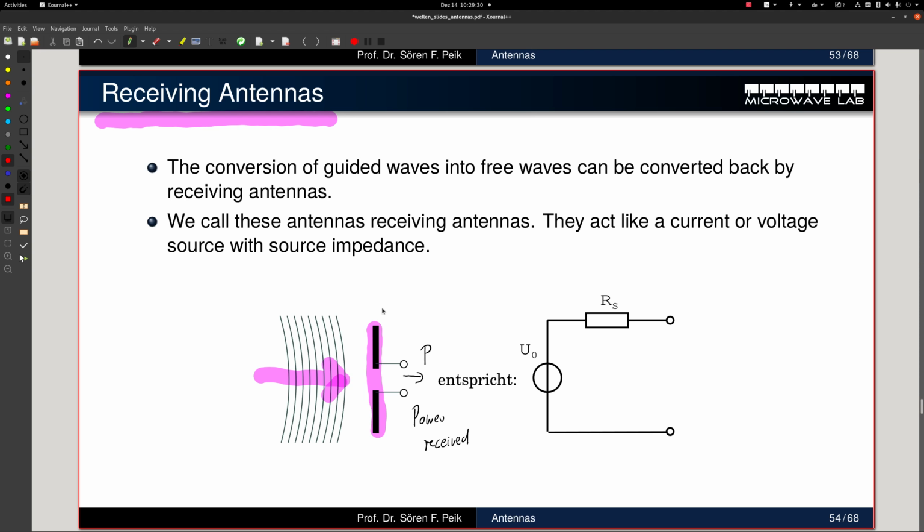That means that an antenna like this acts like a source with a voltage here and an internal resistance. And the internal resistance is identical to the radiation resistance in the transmit case. Okay, but we are not going into the circuit level of antennas. That's why I don't want to talk more about it. We want to look into the system level of antennas.